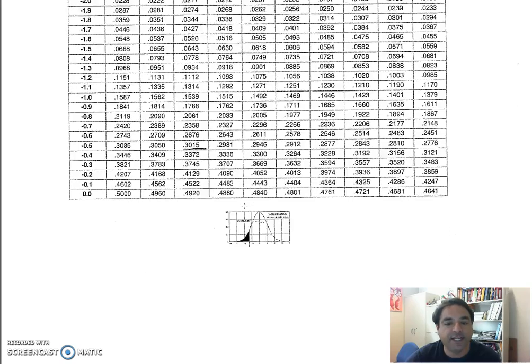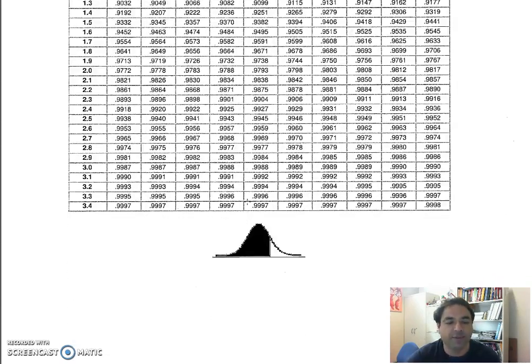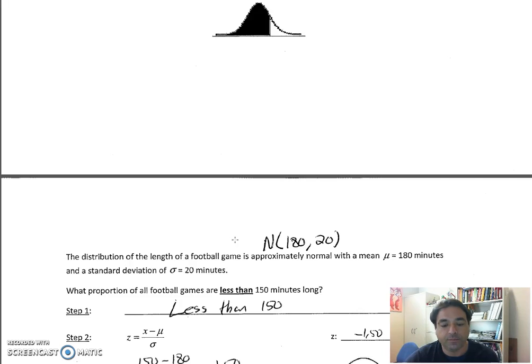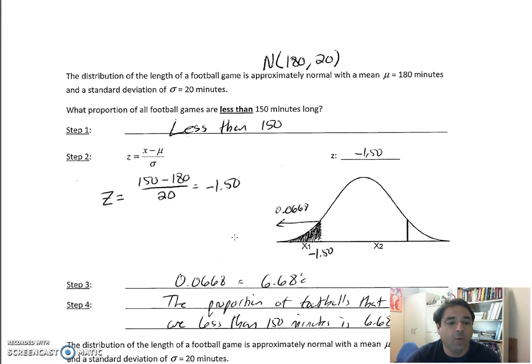So we have our negative z table, and we have our positive z table. So let's do an example. Remember, the z-tables always tell you to the left, less than. So, the distribution of the length of a football game is approximately normal with a mean of 180 minutes and a standard deviation of 20 minutes. What proportion of all football games are less than 150 minutes long?